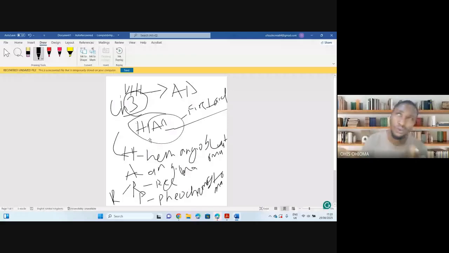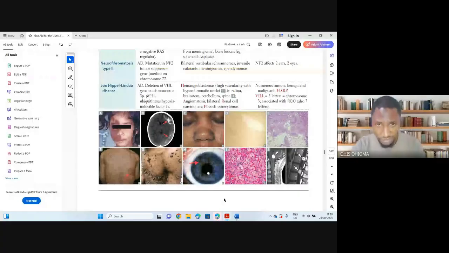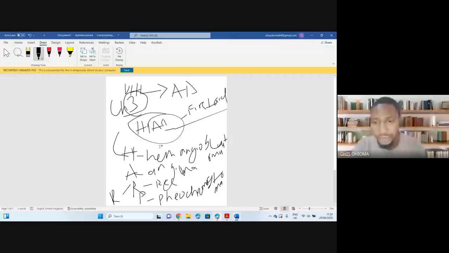I can't really remember, it's in First Aid, basically. Let me just check it out. Yeah, so it ubiquitinates hypoxia-inducible factor 1A. So I was correct, right? So that's the gene that's implicated.